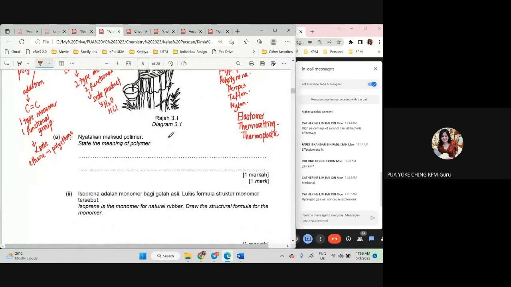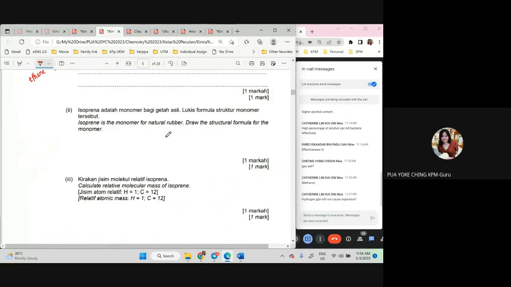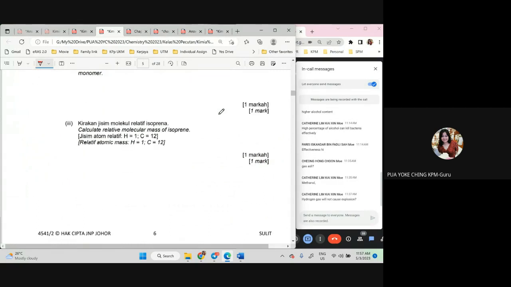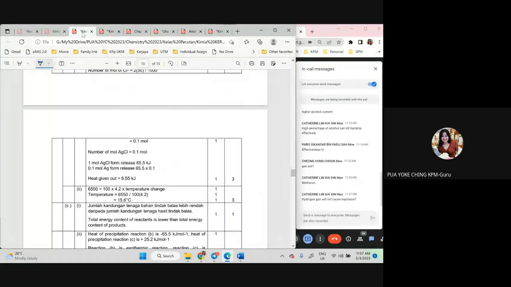So, what is the meaning of polymer? Polymer is a large, long chain molecule combined from many small repeating units called monomers. So isoprene is the monomer. Draw isoprene, and then calculate the relative molecular mass of isoprene. So you need to know the isoprene structure. Buta-1, okay, so that must be memorized.